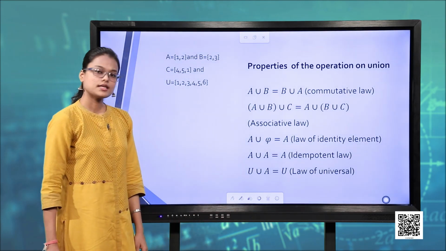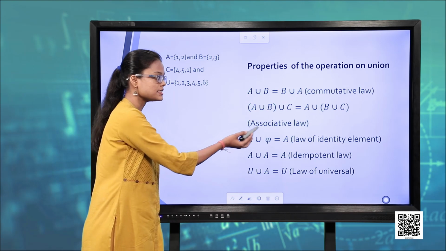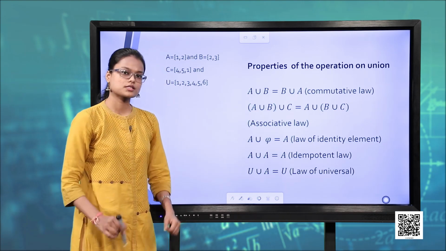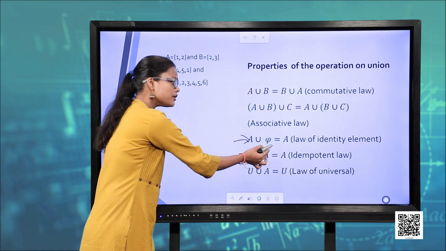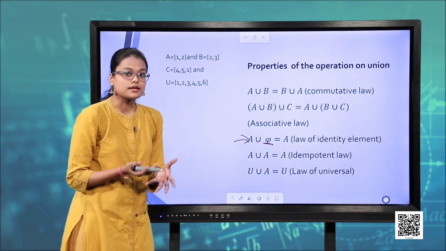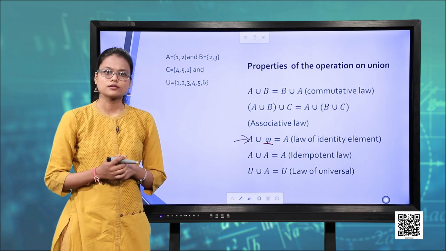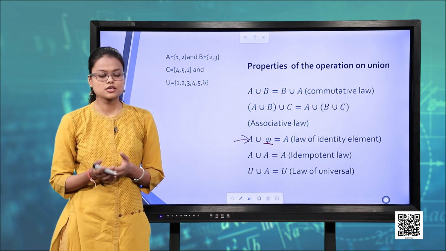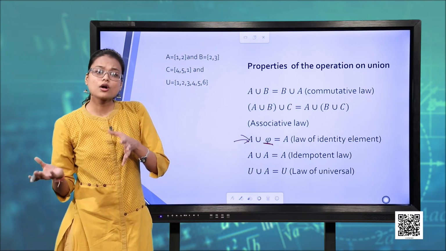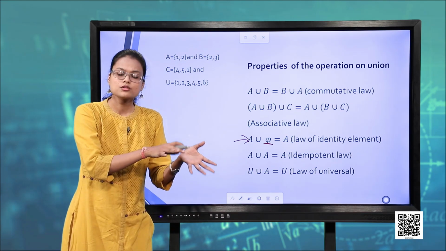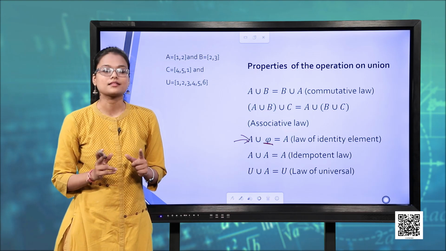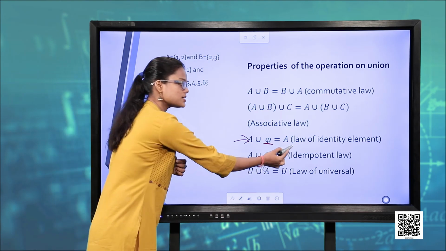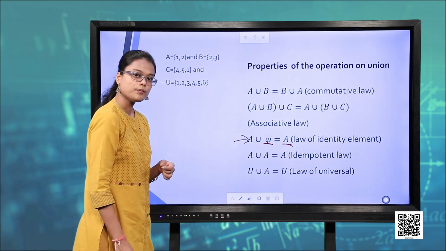Now the next law is the law of identity element. Very interesting law. A is any set. If we take the union with an empty set, what will be the answer? The empty set does not have any elements, so we cannot add any element to A. So what will be the result? It will be the same set, that is set A. So here it is.